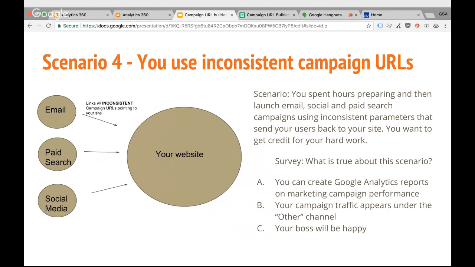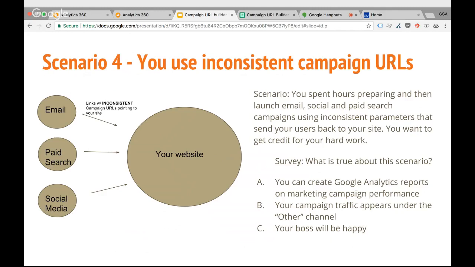Okay, scenario 4. You use inconsistent campaign URLs for your different marketing campaigns. Remember I spoke earlier about case sensitivity, or about using different values other than the ones that Google has rules for and knows how to process. So in this scenario, let's say, for example, your medium, instead of email, you use green apple. What's true about this scenario?